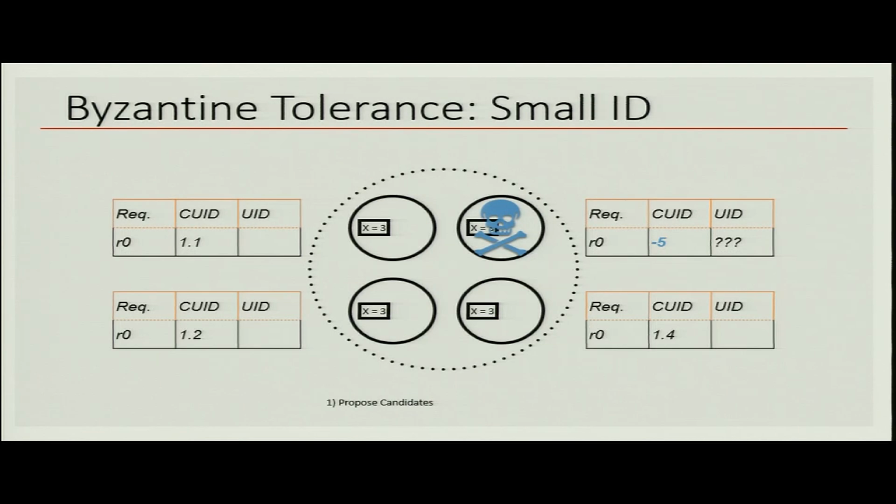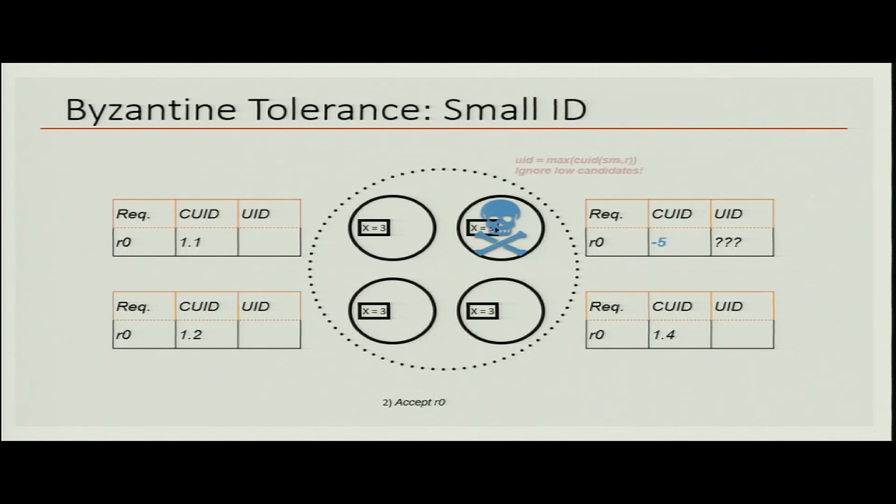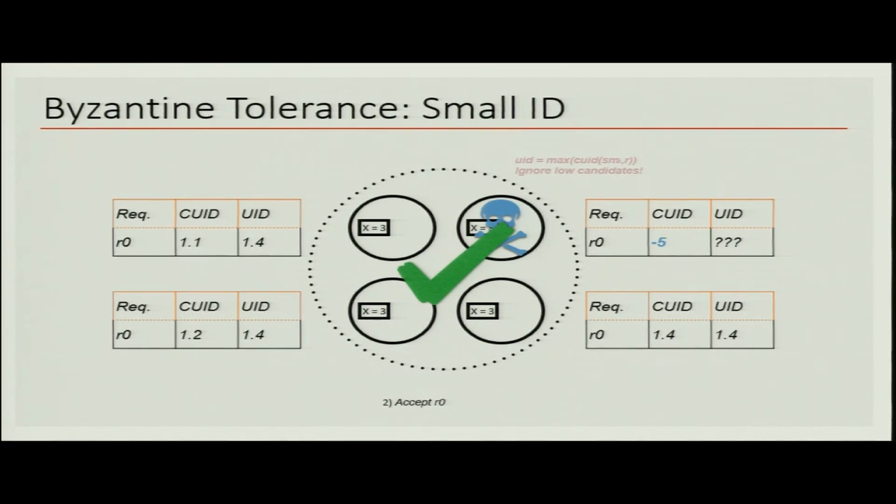Now, suppose this other guy, the Byzantine one, wants to behave more maliciously. So, he wants to confuse you. He gives you an ID, but he chooses a small ID because he does not know what IDs others are choosing. So, he gives you an ID, let us say -5. The algorithm says that you have to take the UID as the maximum among all the local IDs. So, even if it says -5, no problem, 1.4 is still the highest. So, I am going to choose 1.4, no problem.